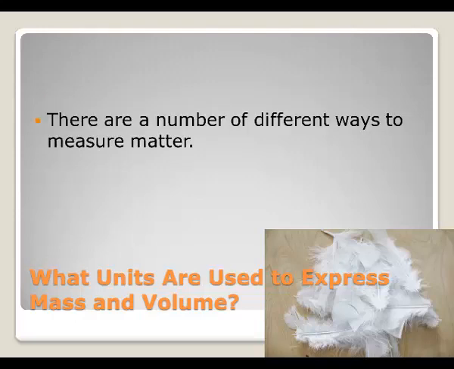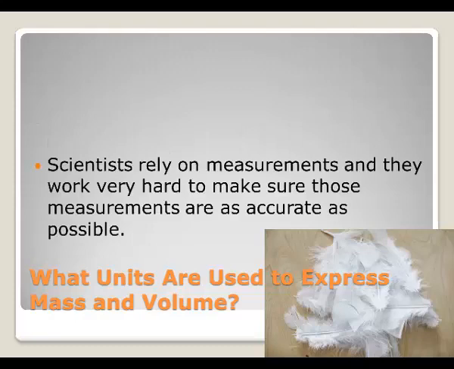So there are a number of different ways to measure matter. As you've seen in the past, we've done a little bit of measuring of different things. We rely on measurements, and we also want to make sure that those measurements are extremely accurate. We've actually started to develop new technologies that allow us to measure more precisely.